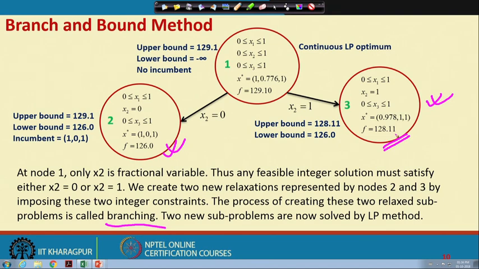Note that the branches that I get from any node cannot have an optimal solution which is better than this node. So, that is why you get 129 here, but here we get 126, here we get 128.